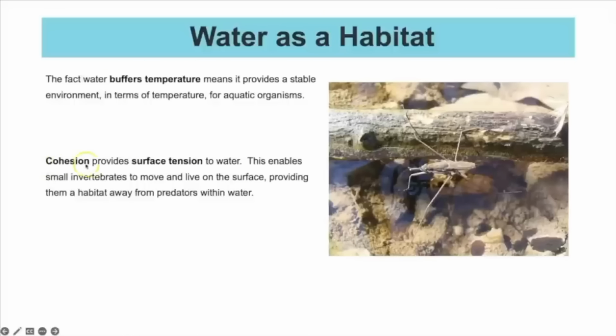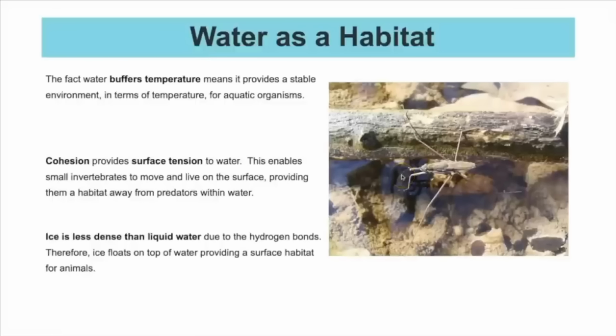The other property links back to the cohesion provided by the hydrogen bonds. Those hydrogen bonds not only create a continuous column of water in a xylem, but they also create a surface tension to the top layer of water molecules. And that enables small invertebrates to be able to move and even live on the surface. And that provides them with a habitat away from the predators within the water.